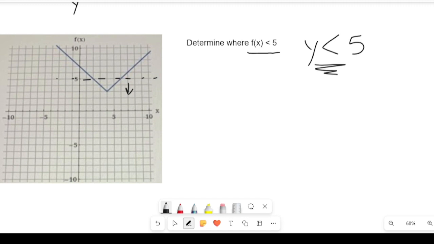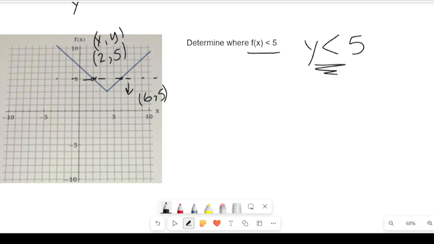So what are the x values of this part of the graph? Let's look into it. This point is 2, 5, and this point here is 6, 5. We start with our x term and then followed by y. So x is 2, y is 5. Here x is 6 and y is 5.